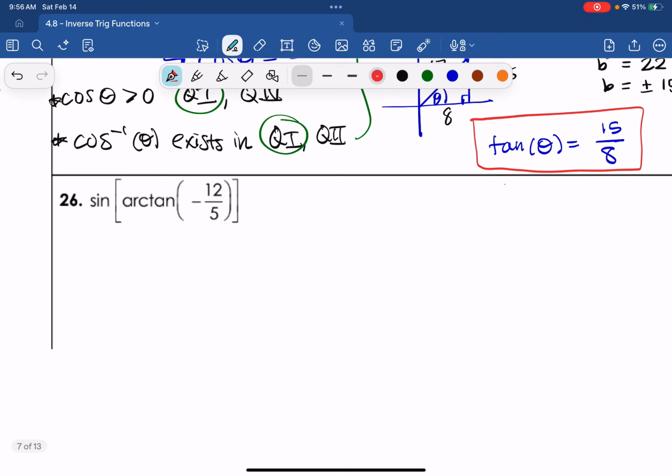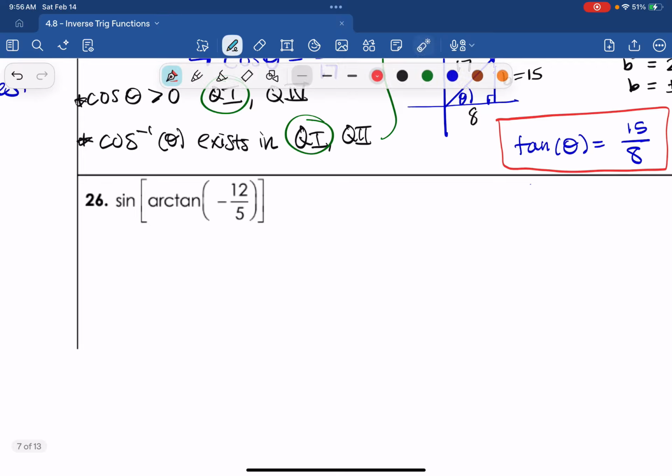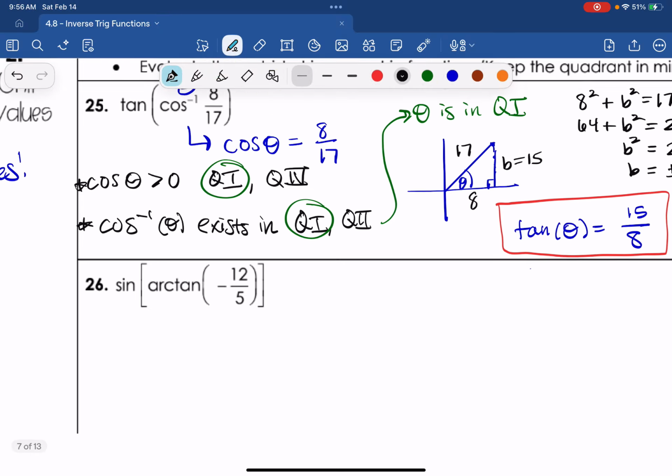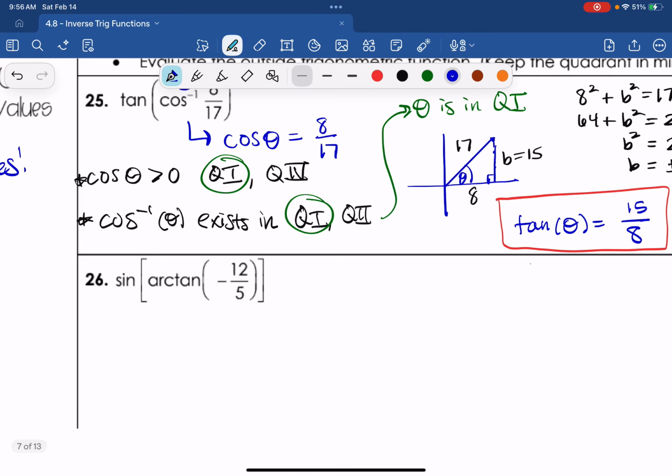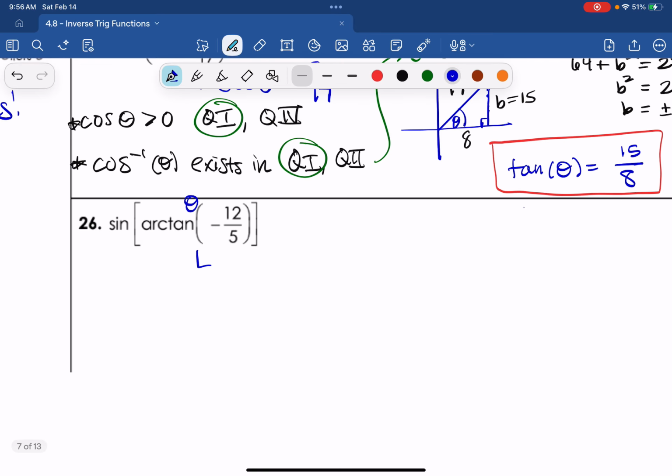All right, 26, we have sine of the arc tangent of negative 12 over 5. Notice that negative 12 over 5 is not a unit circle value that we know, so we're going to need to use the triangles to help us out. The first thing we're going to do is set the inside of this composition equal to theta, because I know inverse trig functions give outputs that are angles. This tells me that tangent of theta equals negative 12 over 5.